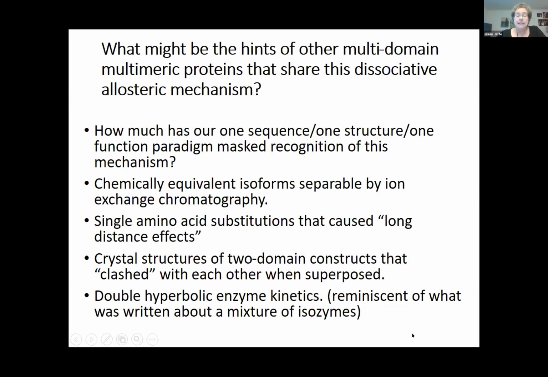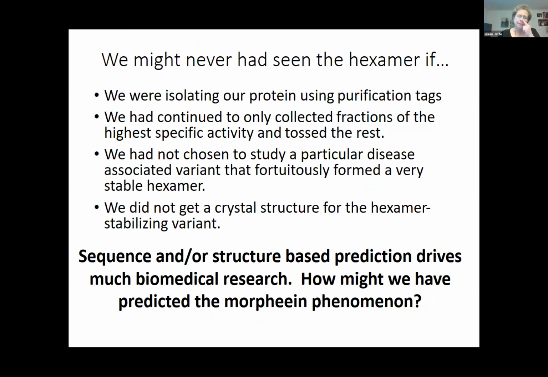And finally, there is that double hyperbolic kinetics, which is what Erwin Siegel had written about in his classic text as a mixture of isozymes. You have one protein, but one assembly has a high Km and a low Vmax, and the other assembly has a low Km and a high Vmax. And so you see this double hyperbolic kinetics.